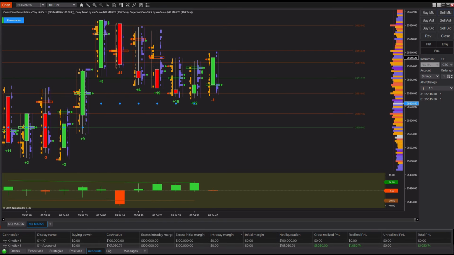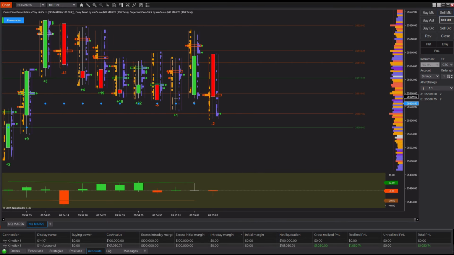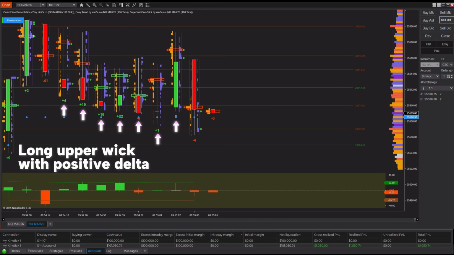Now let's take a closer look at the next trade. This one is especially interesting. After price touches the strong selling pressure level and starts to react downward, we see a sequence of 7 candles, with 5 of them showing positive delta.